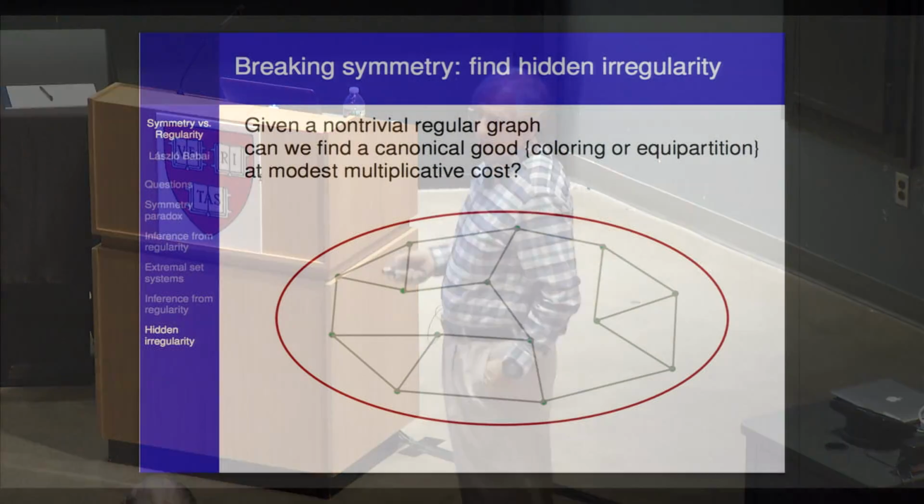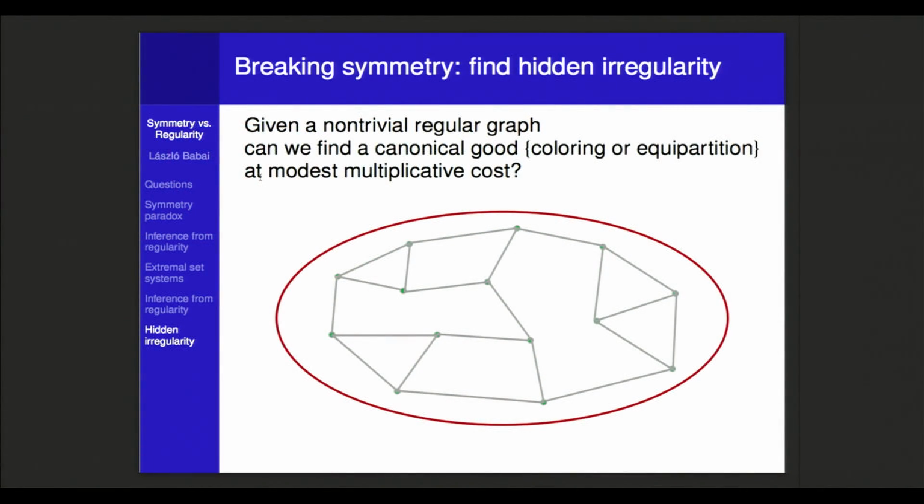So here is a regular graph. I start from a regular graph, a non-trivial regular graph. Can I somehow, at a low cost, in terms of the number of individualizations, can I achieve a good partition? A good coloring or a good equipartition, if there is no good coloring that I could do? Well, here I can notice, for instance, that these four vertices do not belong to any triangle, but all the others do belong to triangles.